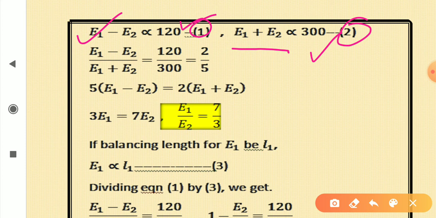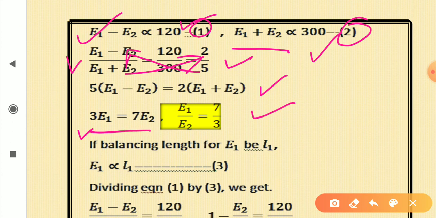Taking the ratio, we get (E1 minus E2) upon (E1 plus E2) is equal to 120 upon 300, and simplifying, you get 2 upon 5. Now cross multiply, and you get 5(E1 minus E2) is equal to 2(E1 plus E2). Then simplify it further, open the brackets, you get 3 E1 is equal to 7 E2, or E1 upon E2 is equal to 7 upon 3. The first part is solved, the ratio of E1 and E2.